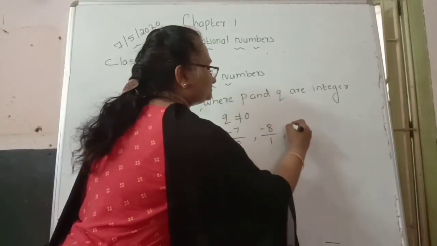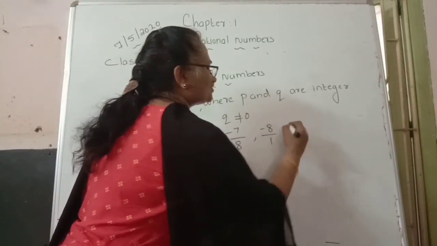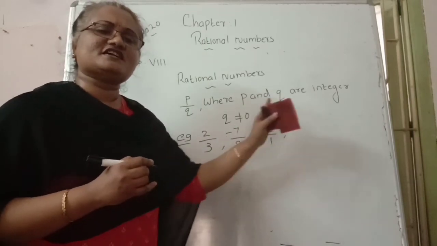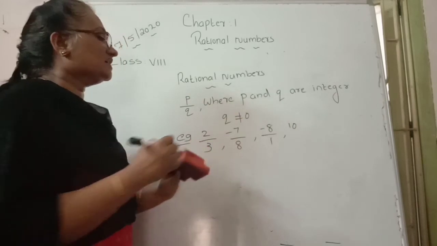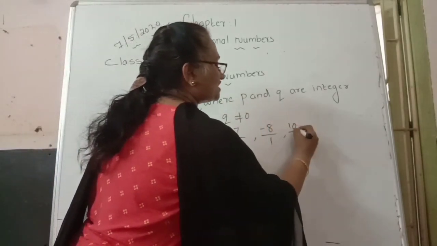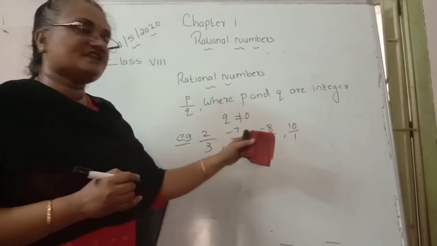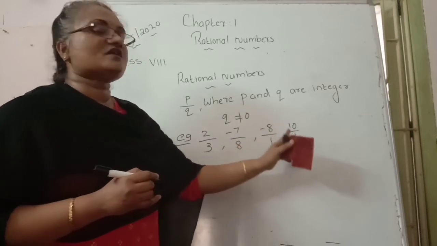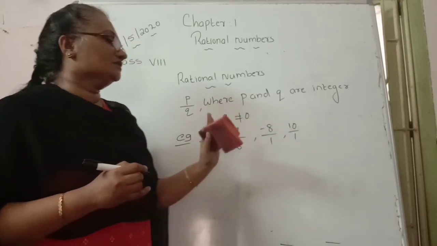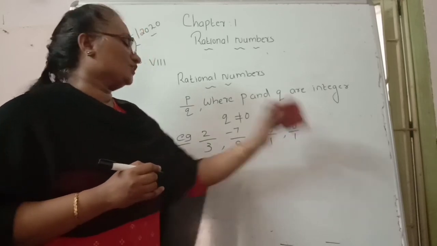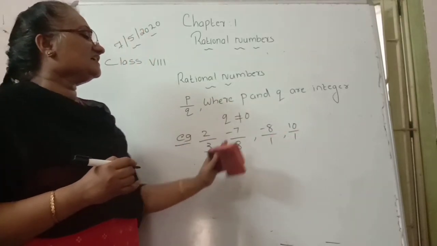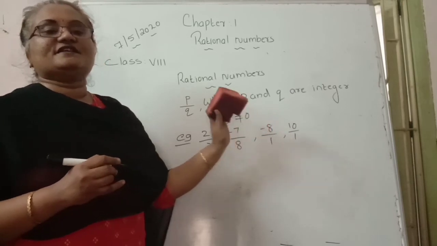Another example: is 10 a rational number or not? Yes, 10 is a positive number, and it is a rational number. Why? We can express it as 10 by 1. 10 is the P value and 1 is the Q value. That's why we can say they are rational numbers.